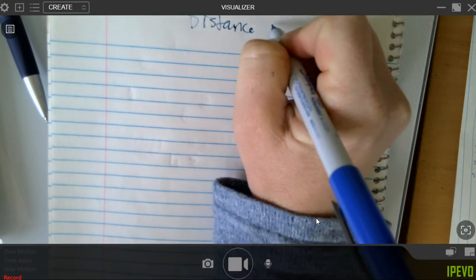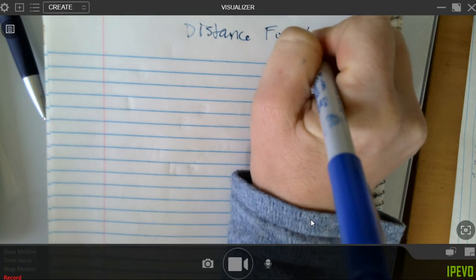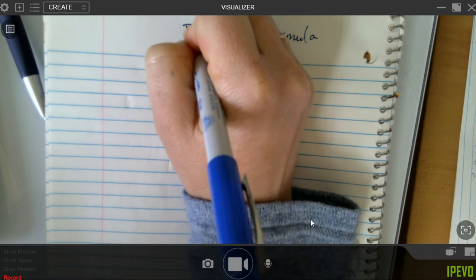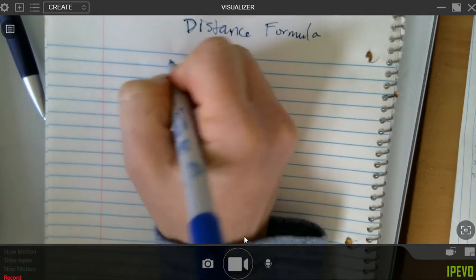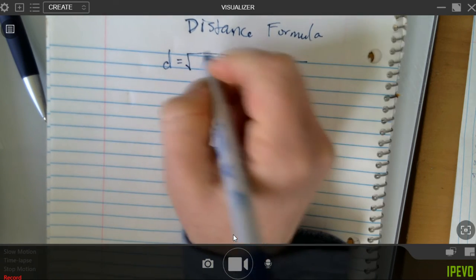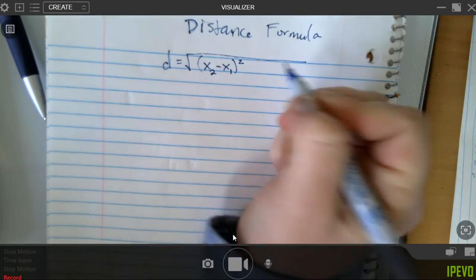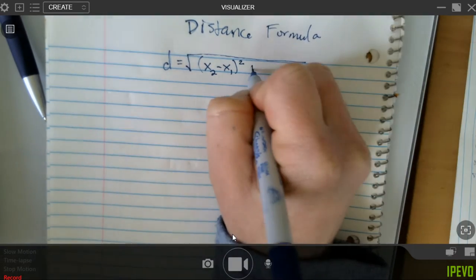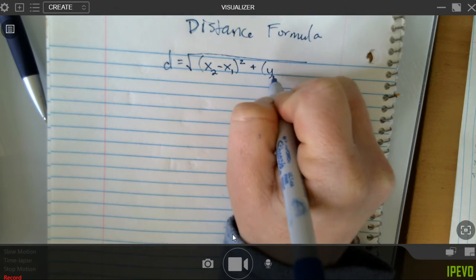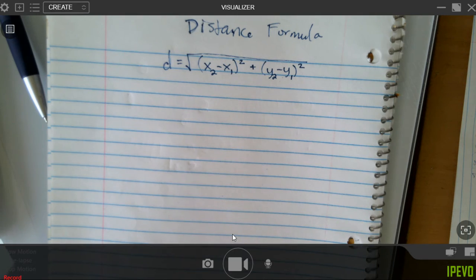Everyone, today we're working on the distance formula. We talked about it in class and we derived it, so we're just going to go straight to what the formula is. Remember, d is the square root of x2 minus x1, which is the run, or the horizontal change, and y2 minus y1, which is the rise, the vertical change.